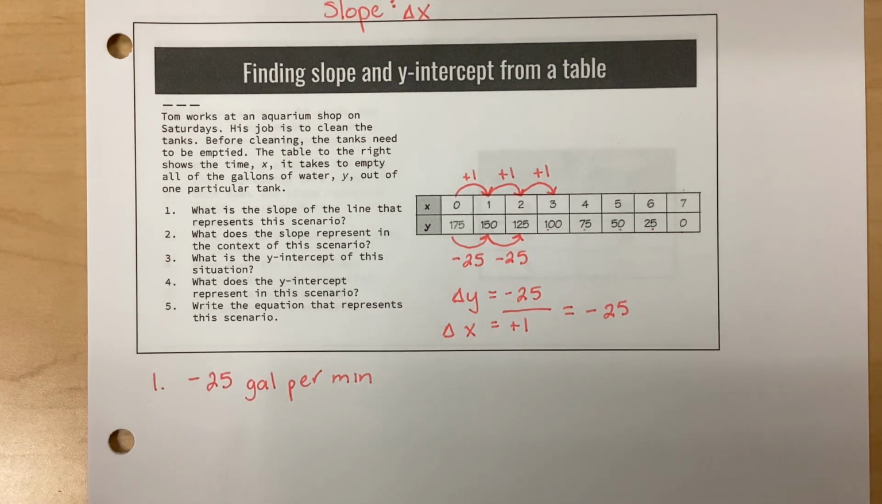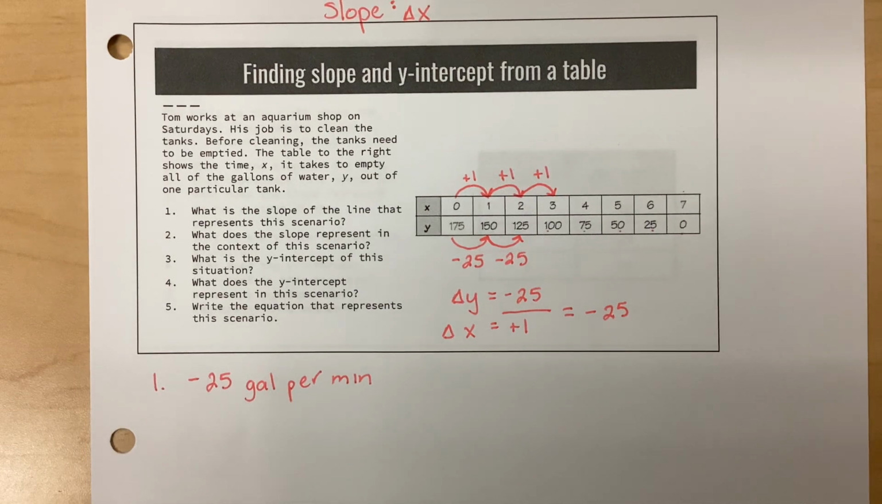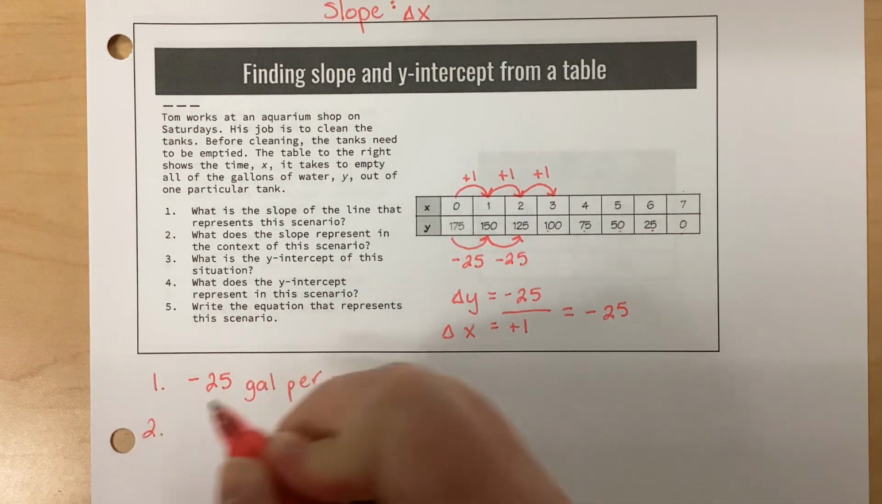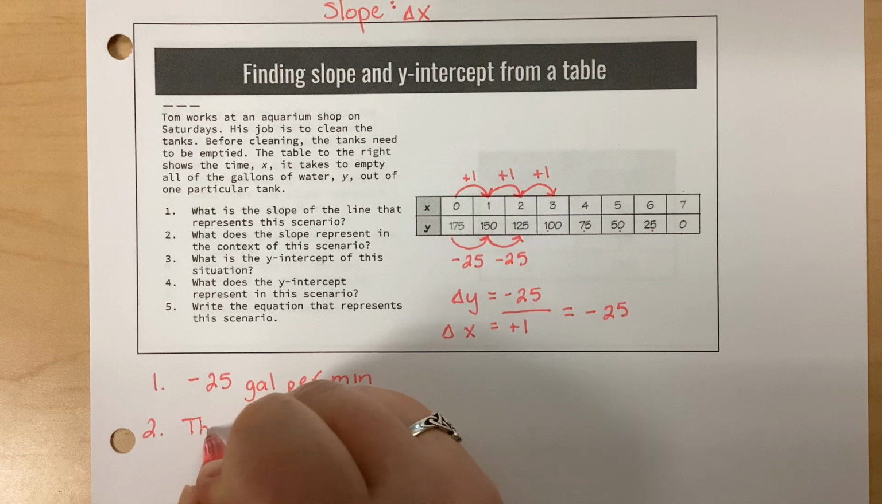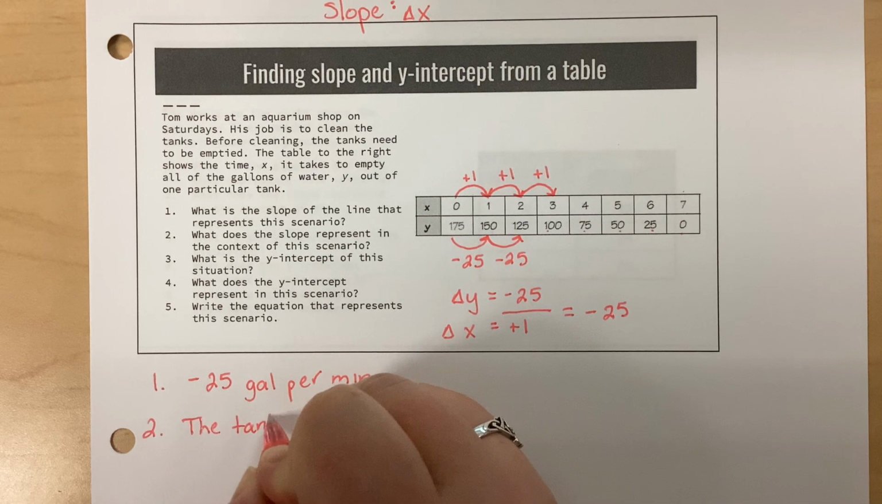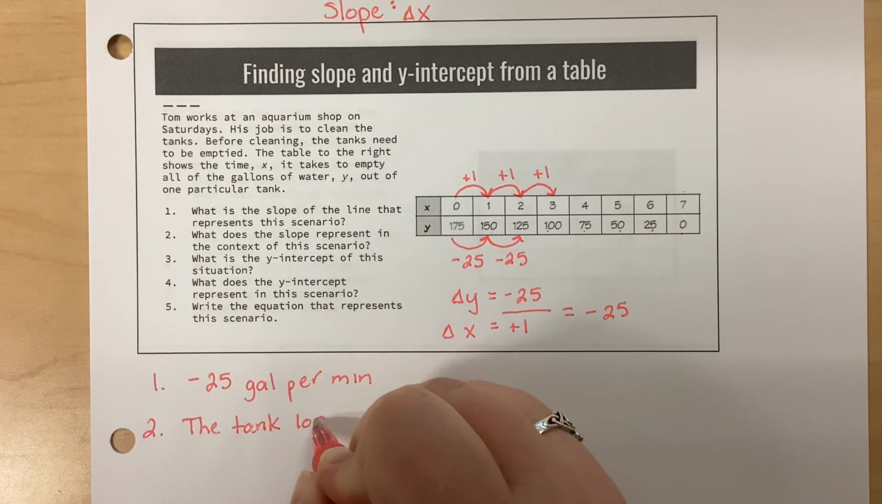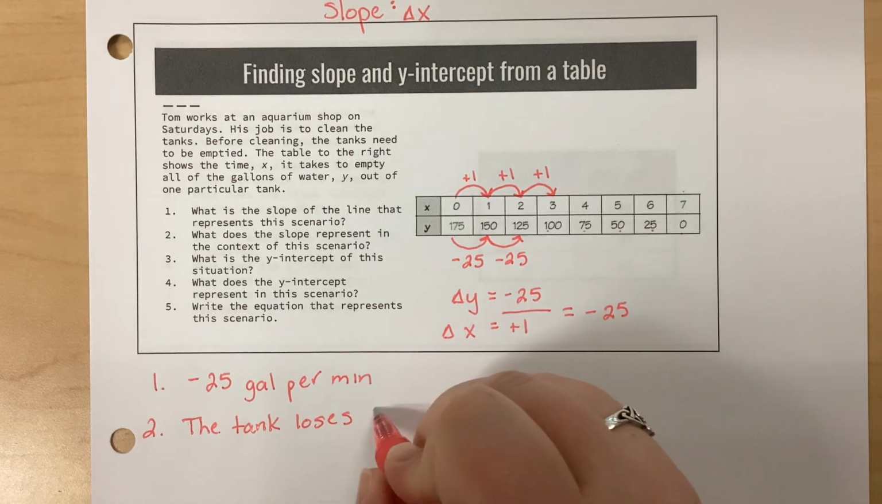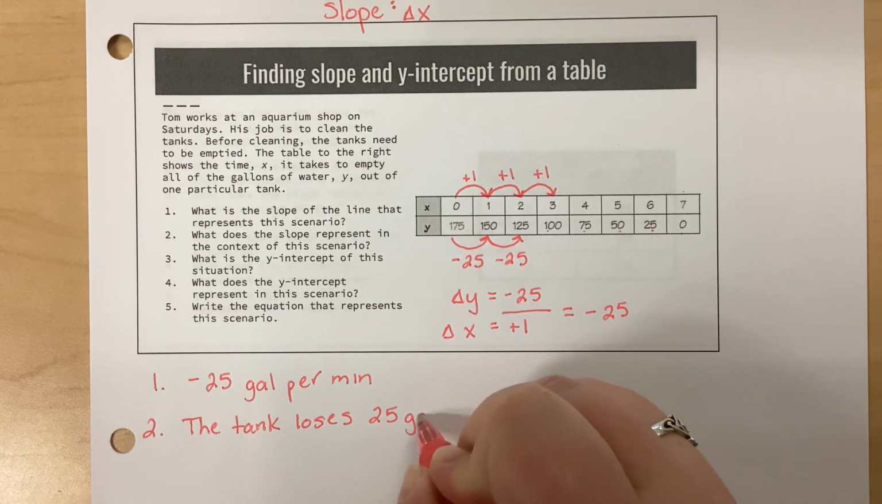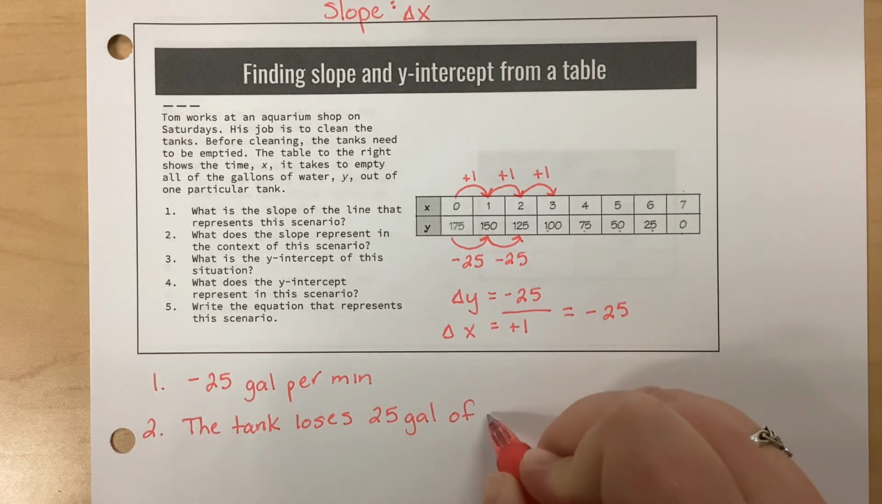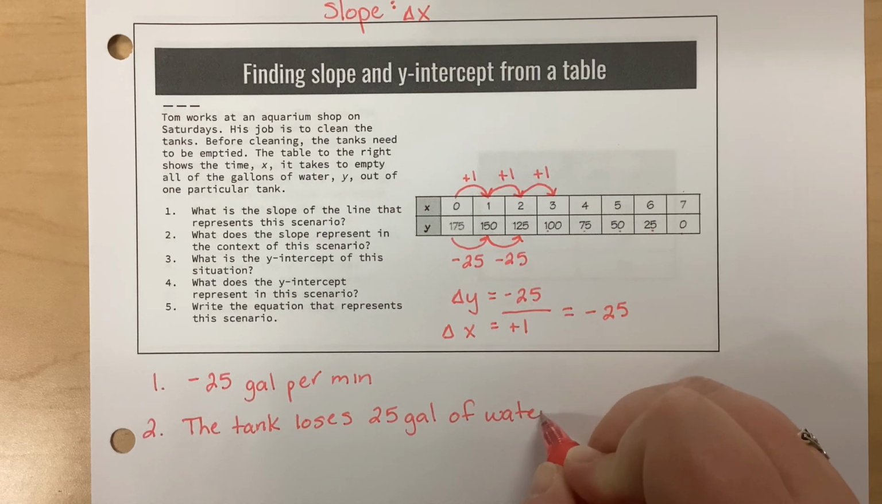Okay. Number 2, what does the slope represent in the context of this scenario? So the slope means that the tank loses, because it is negative, 25 gallons of water per minute.